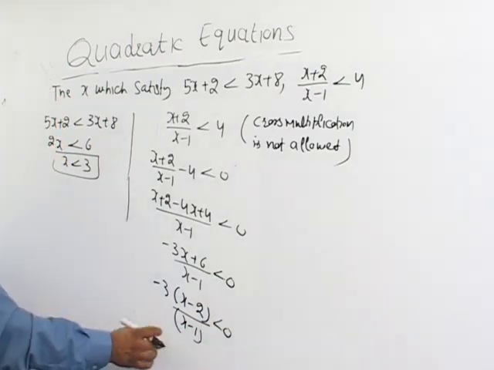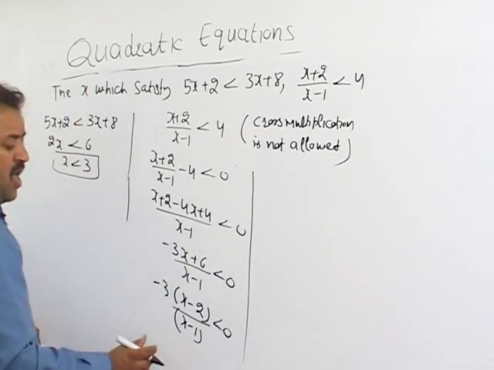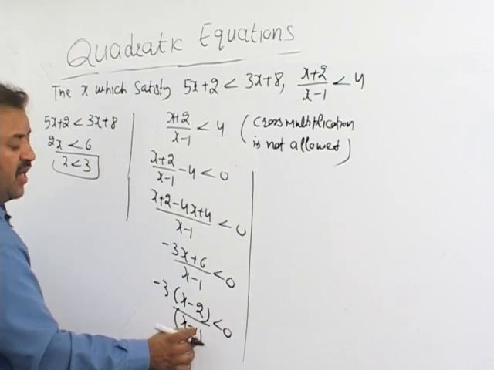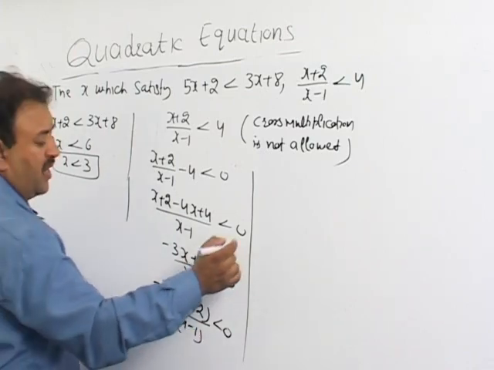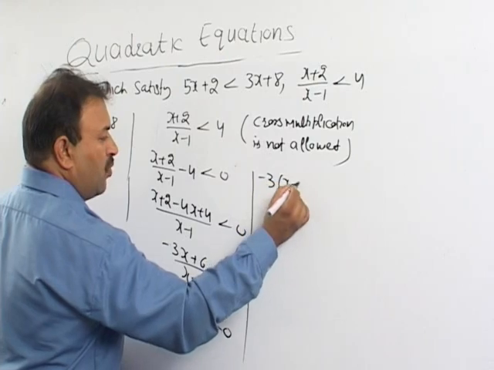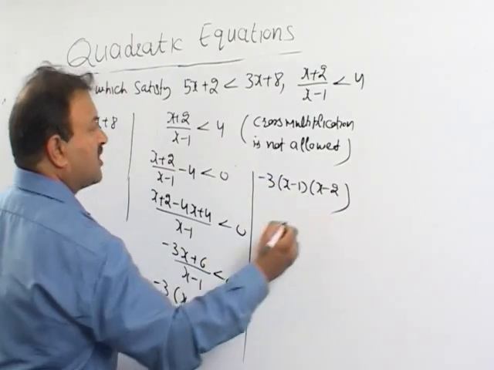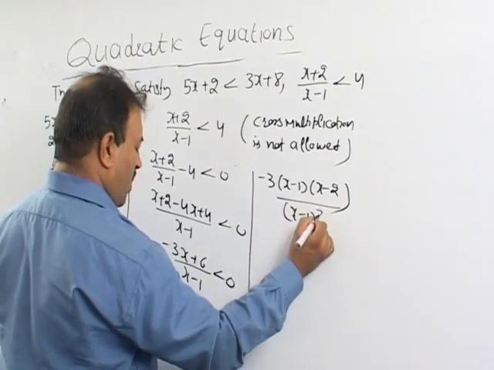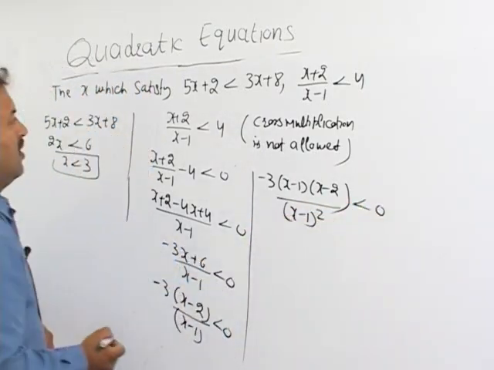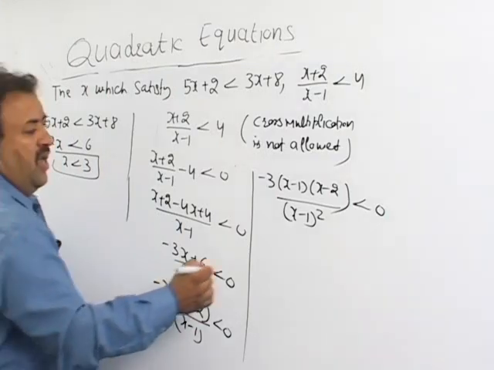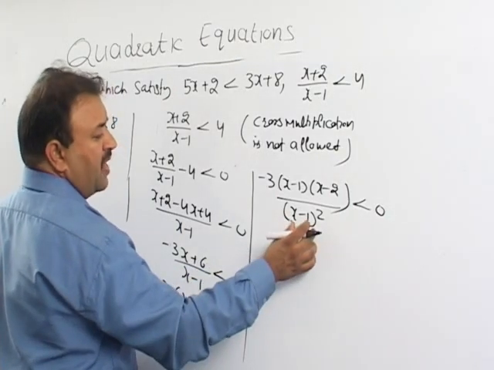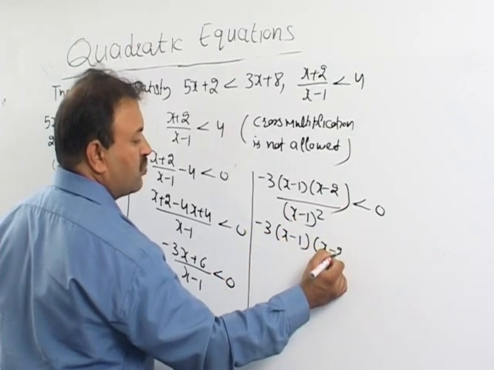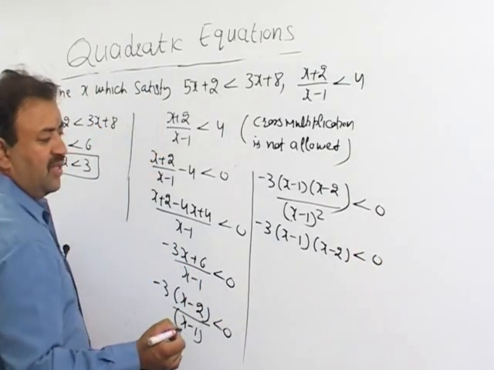Again, as we have done this type of problem earlier also, we'll make the denominator a perfect square, which is positive. Perfect square in the denominator means minus 3 into x minus 1 into x minus 2 upon x minus 1 the whole square less than 0. Now the denominator becomes positive, meaning cross multiplication is allowed. Minus 3 times (x minus 1)(x minus 2) less than 0.